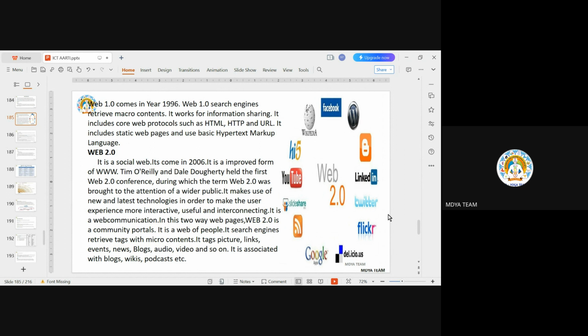Its search engines retrieve tags with micro contents. We can tag the pictures, like in Facebook. We can create links. We can create events on the net. News, we can listen to the news. Blogs, blogs are also a concept of Web 2.0.